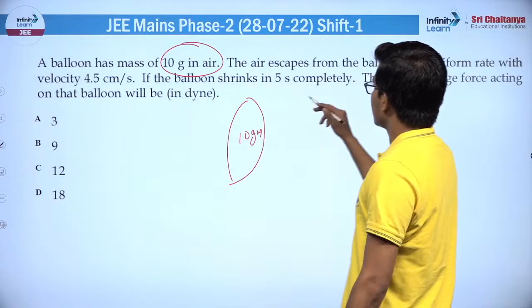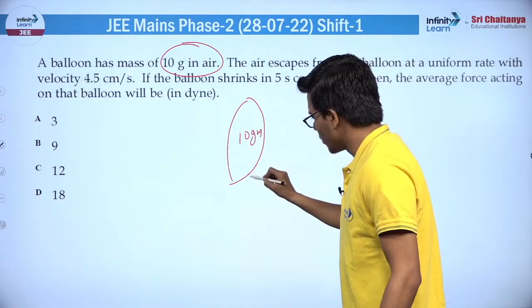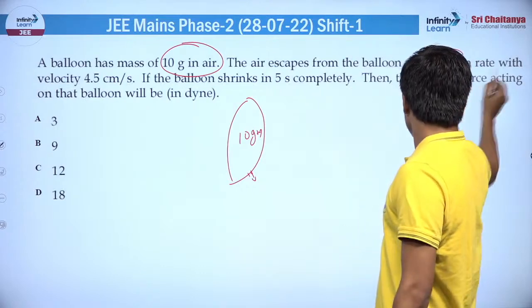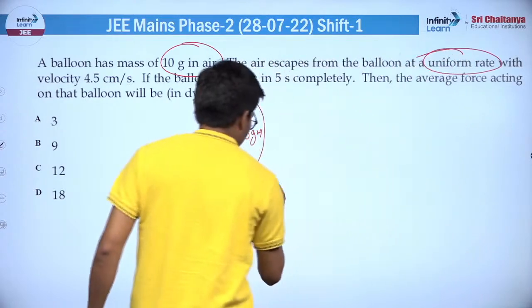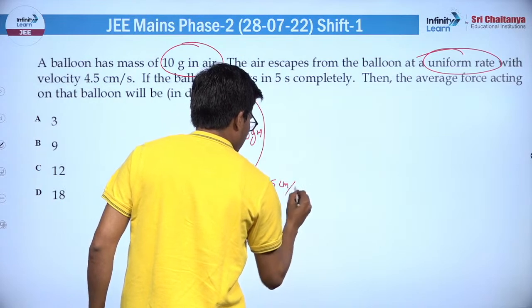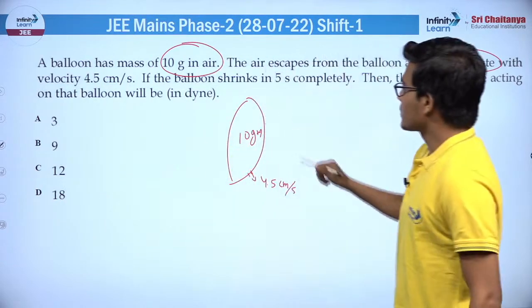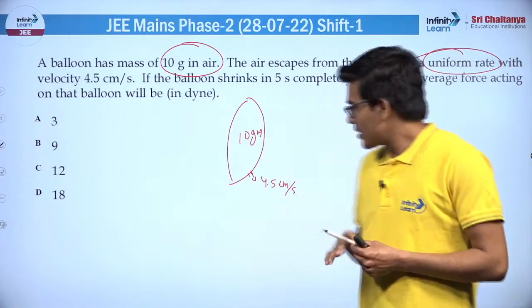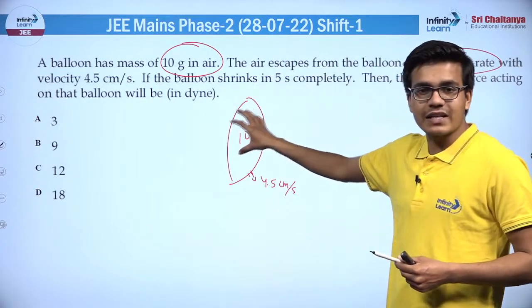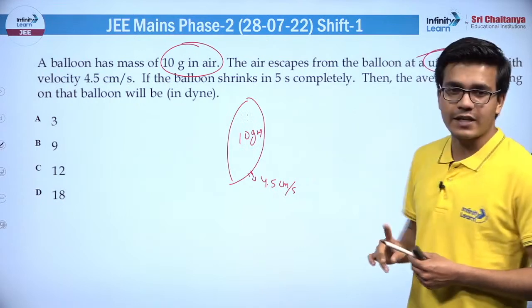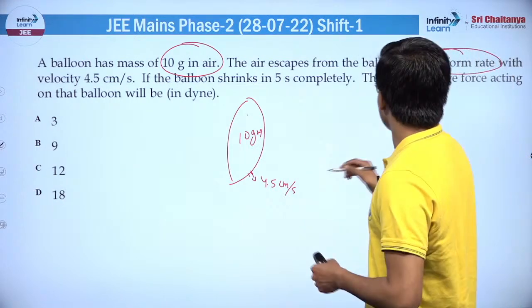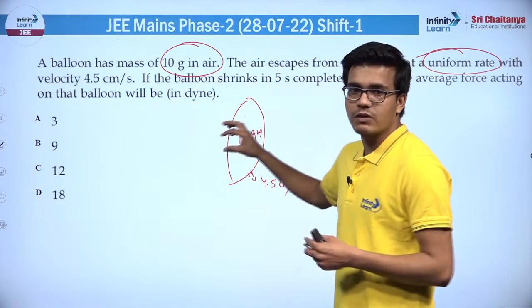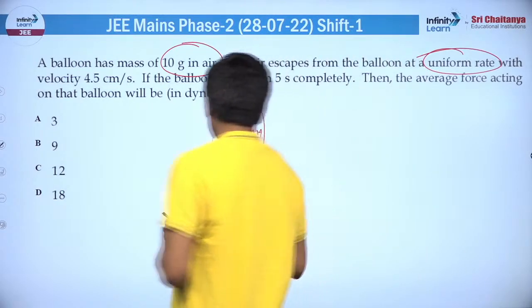All right, and let's say there is a hole, so air is escaping, and the important word is uniform rate, and that rate is given to you as 4.5 centimeter per second. Now the balloon shrinks in 5 seconds completely. It means all the air inside this balloon will escape in 5 seconds, right? So we have to find the average force acting on the balloon. So definitely there will be a force acting on this balloon, right?